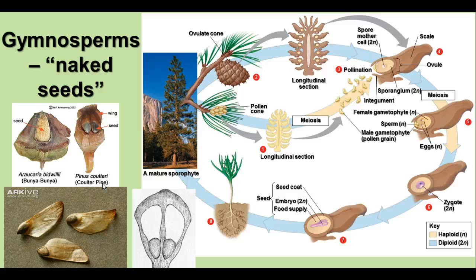Gymnosperms, the term gymnosperm means naked seed. These seeds are produced on the scales of cones, like you see here, rather than being protected in the fruit, like the angiosperms are. These are the conifers, like pine trees and fir trees. They have two different kinds of cones. They have a female cone and a male cone.